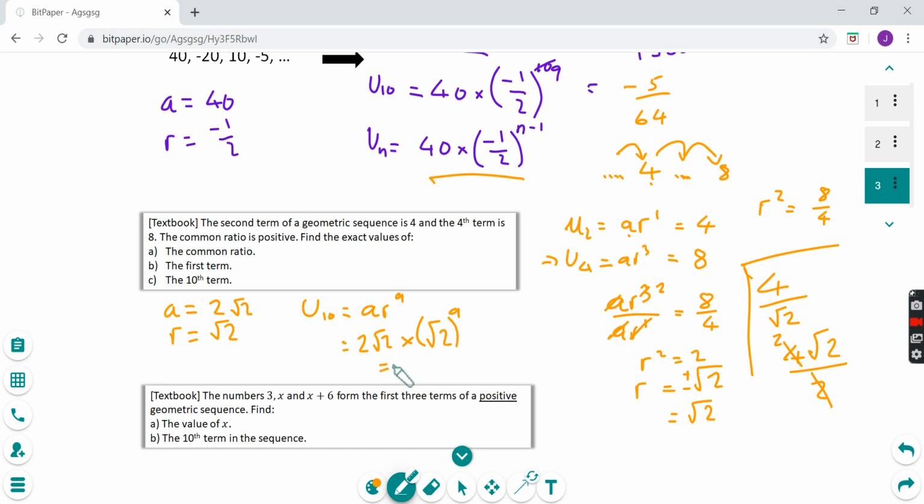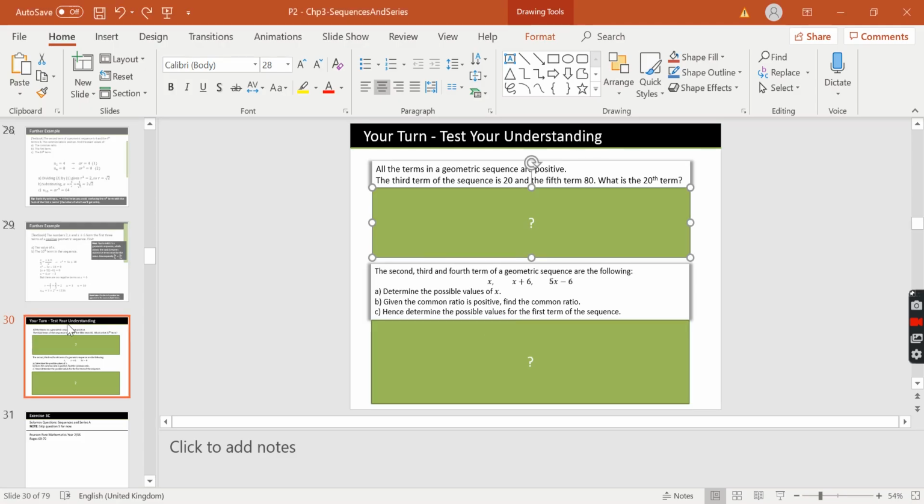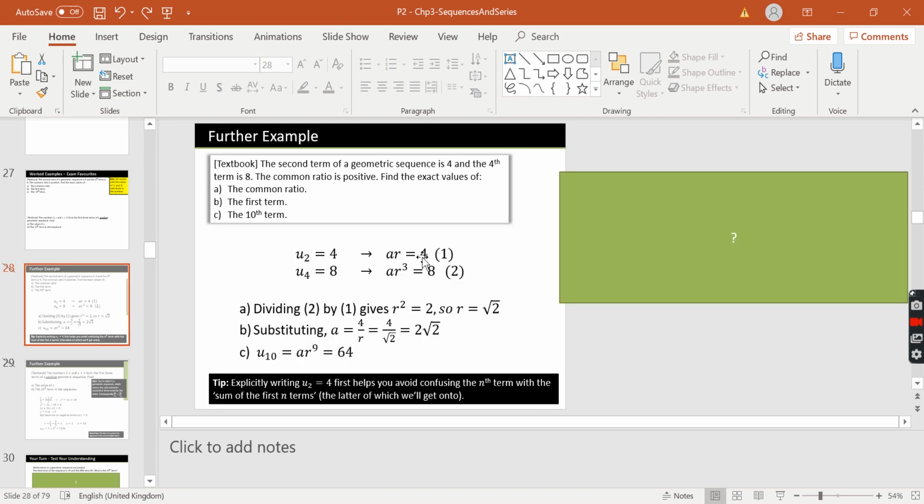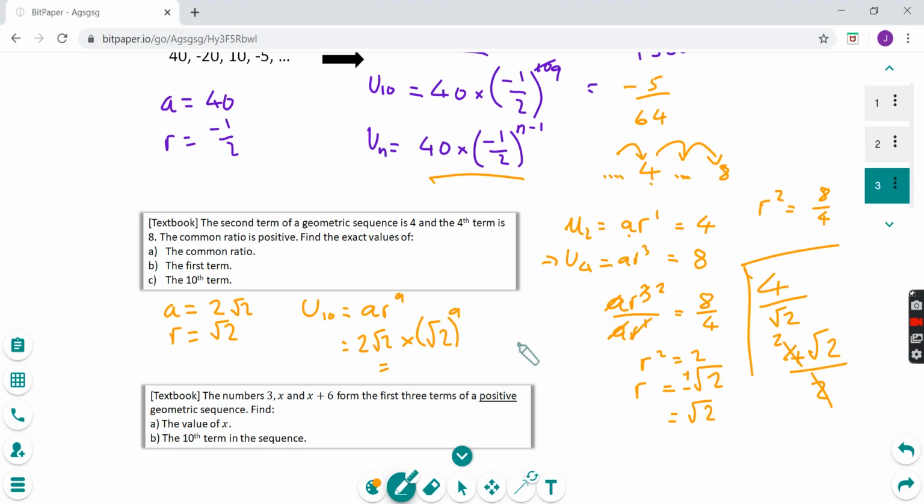And again, you can just chuck that all in your calculator. Let's just check the answer. What are we supposed to get for this one here? We're supposed to get 64. Okay, which sounds reasonable.